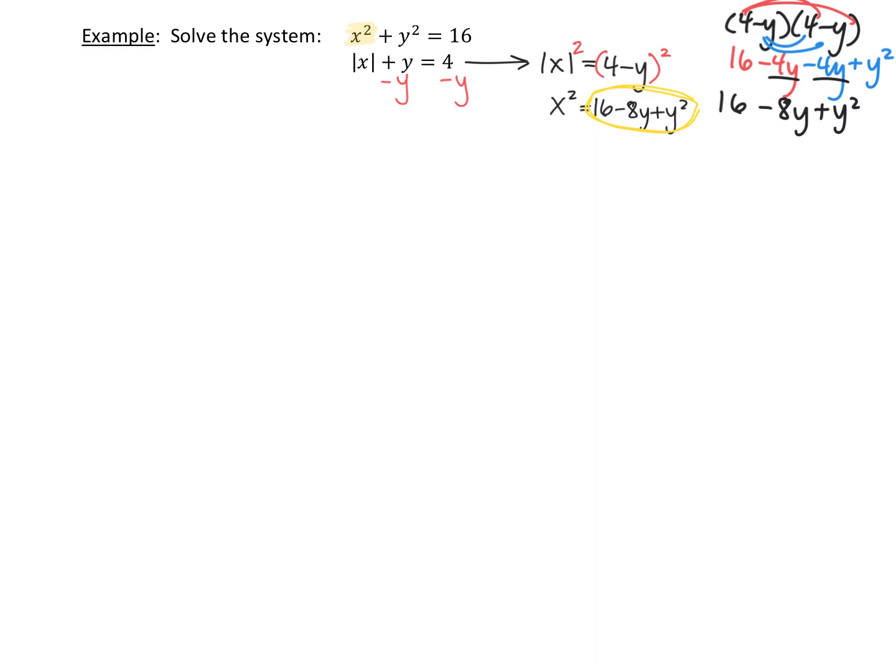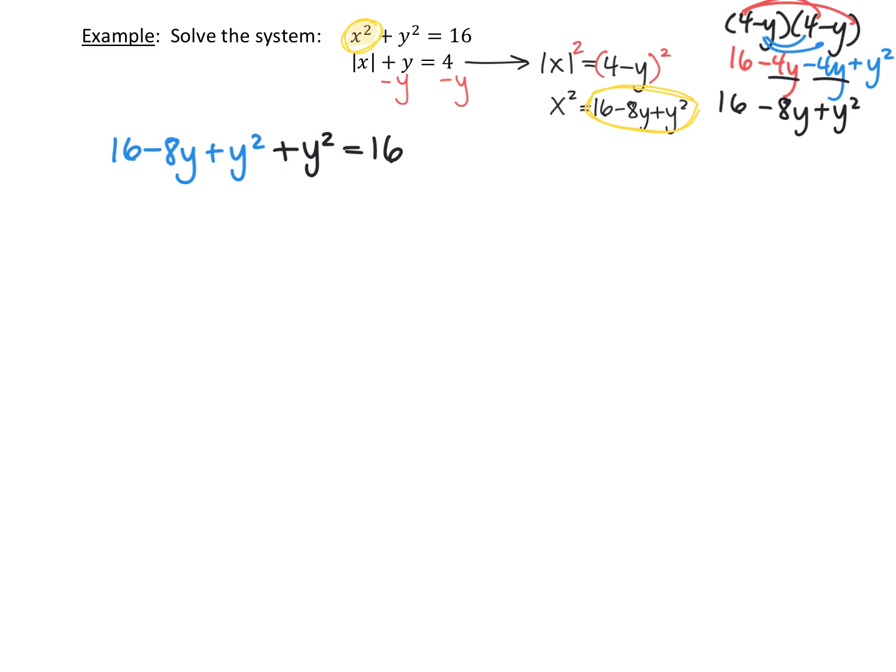So I've highlighted it. I'll actually circle it because yellow is not showing that very well. There you go. The x squared spot in the original equation. So you're going to replace it. And I'll do that in blue. So in place of x squared, you're going to do 16 minus 8y plus y squared. You're going to keep the rest of the equation. So plus y squared is equal to 16.